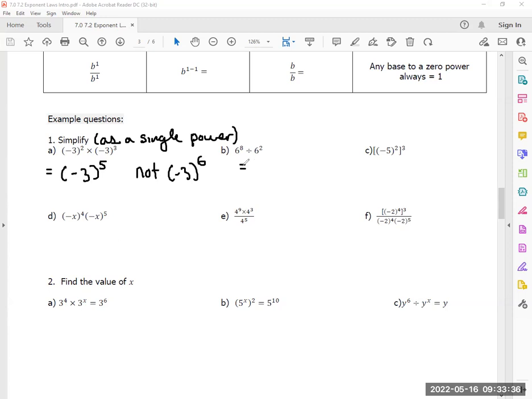Next one. 6 to the power of 8 divided by 6 to the power of 2. Aiden? 6 to the power of 6. It is not 6 to the power of 4, okay? It's not 8 divided by 2. It's 8 minus 2. Please be careful. Okay. What about now?